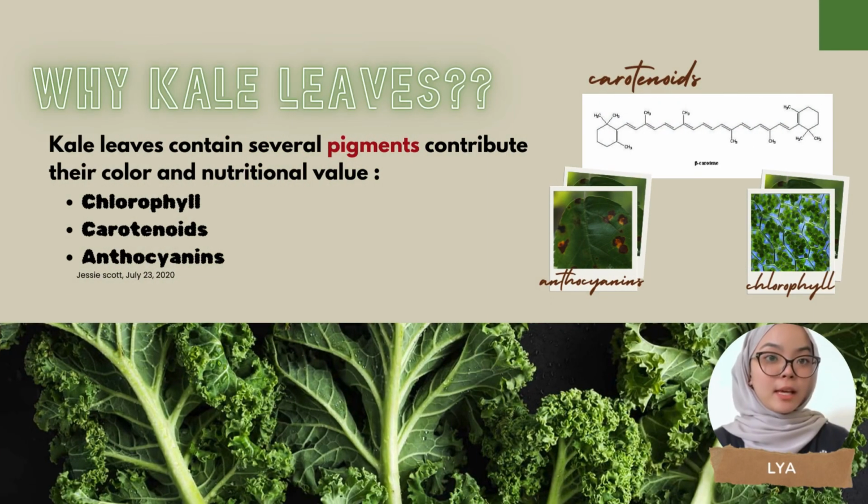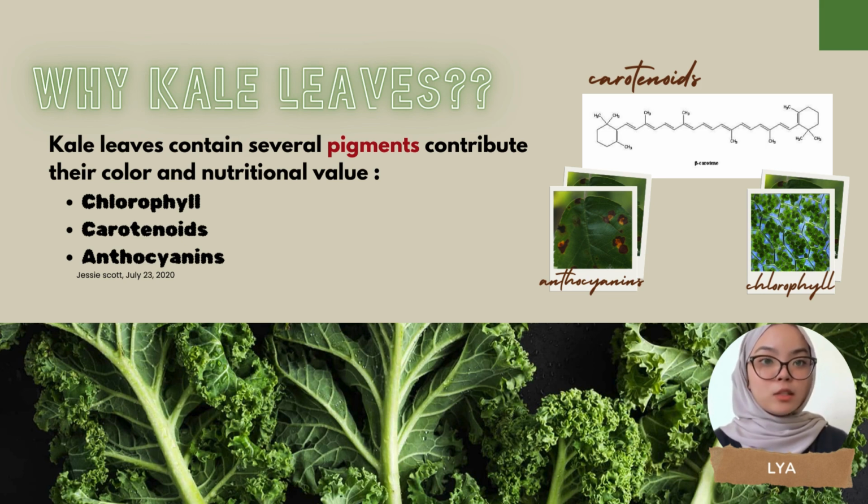Why kale leaf? It is because kale leaf contains several pigments that contribute to its color and nutritional value. First one is chlorophyll. Chlorophyll is the primary pigment giving the green color, and it is essential for photosynthesis, allowing plants to absorb sunlight. Next is carotenoid. Carotenoids contribute yellow and orange shades to kale leaf and are known for their antioxidant properties. Moreover, lutein is important for our eye health.